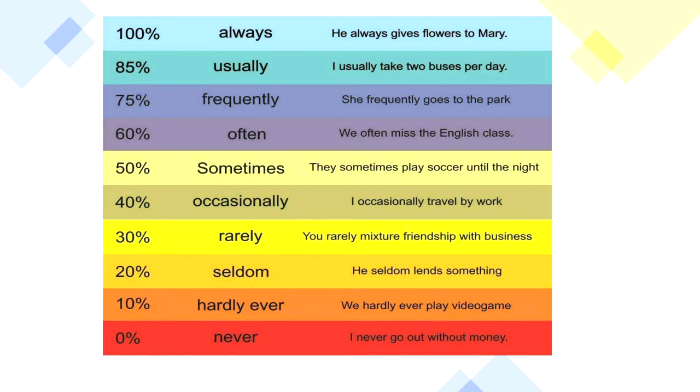Occasionally, I occasionally travel for work. Rarely, you rarely mix your friendship with business. Seldom, he seldom lends something. Hardly ever, we hardly ever play video games. Never, I never go out without money. Okay, so this is the way. Depending upon the number of times you do a thing, we use adverbs of frequency.